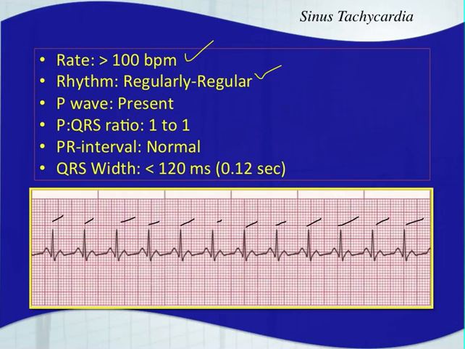So the P wave is present. That has to be true. You have to be able to identify a P wave for it to be a sinus tachycardia. Your P to QRS ratio is 1-to-1. Your PR interval is normal, just like a normal sinus rhythm, and your QRS width should be narrow.